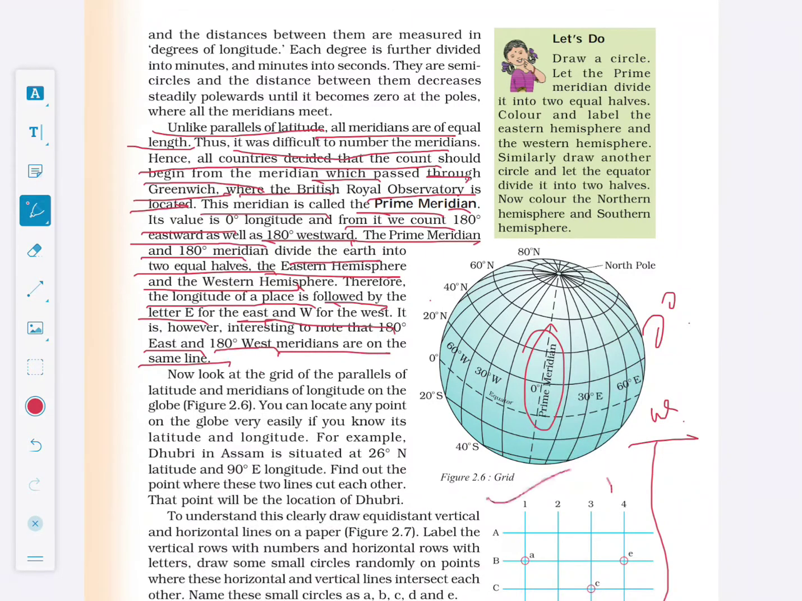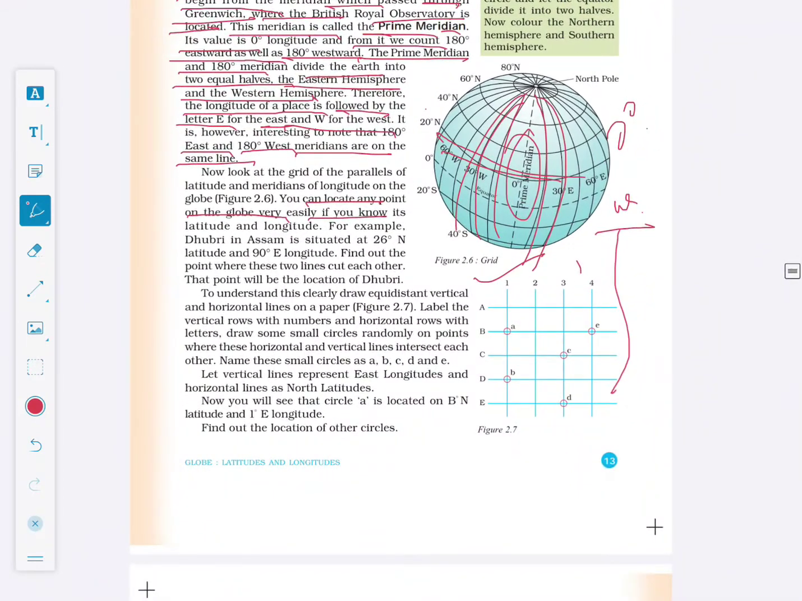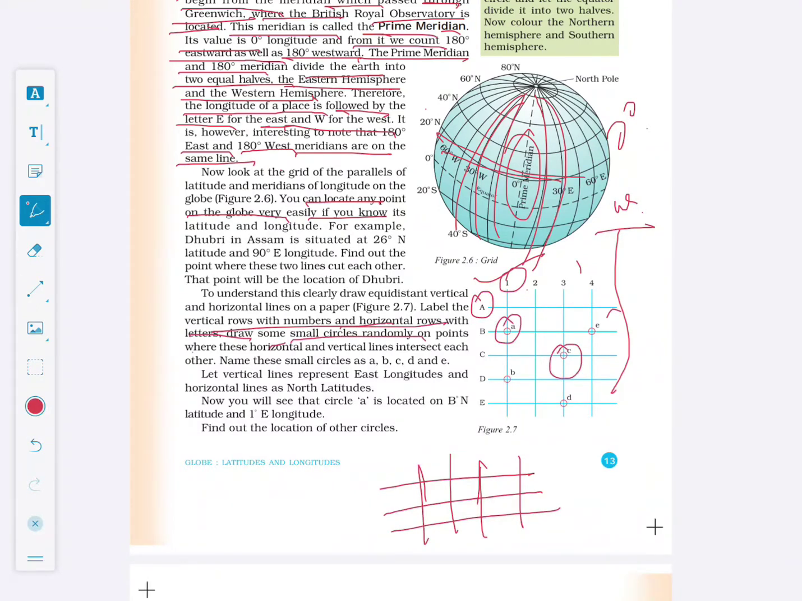Now look at the grid of the parallels of latitude and meridians of longitude. You can locate any point on the globe very easily if you know its latitude and longitude. To understand this clearly, draw equidistant vertical and horizontal lines on a paper. Label the vertical rows with numbers and horizontal rows with letters. Draw some circles randomly on points where these horizontal and vertical lines intersect each other. Name these small circles as A, B, C, D and E.